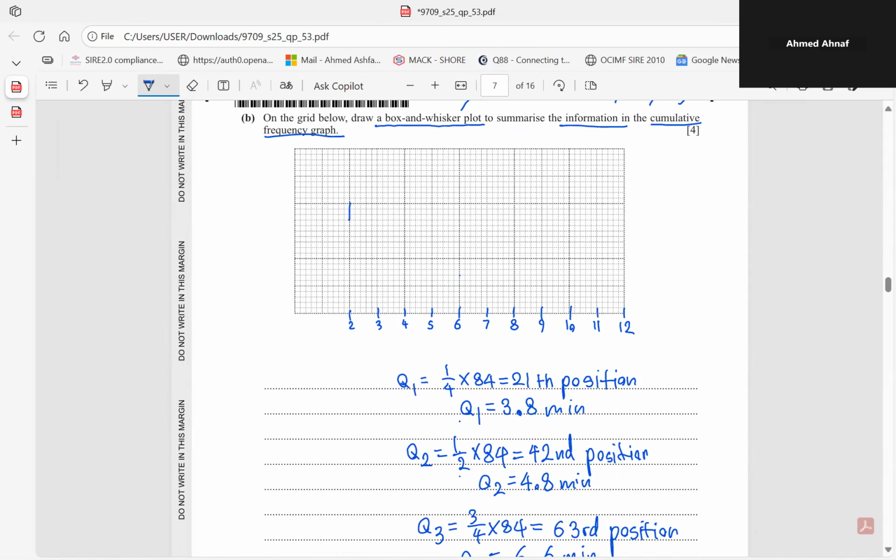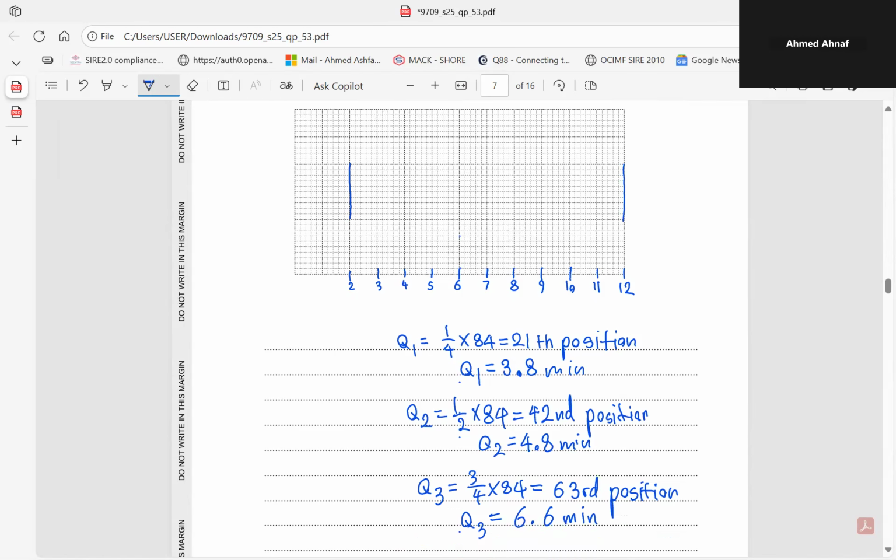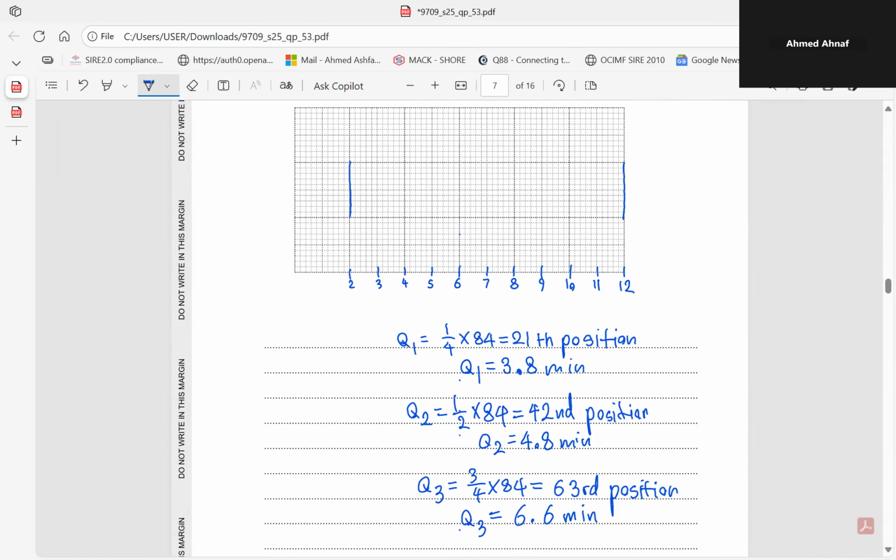So let's draw 2 here. And by the way, when drawing any representation of data, please make sure to use a ruler in the exam. And then 12 would be here. Now let's draw Q1. Q1 is 3.8, so 3.8 is right before 4. So this is our Q1, the start of the box.